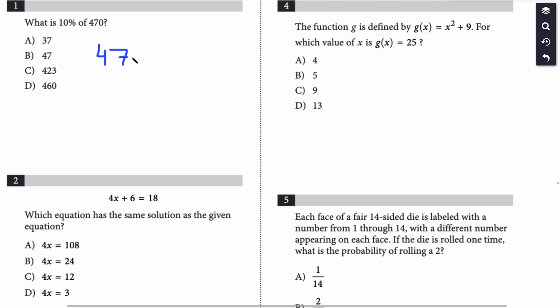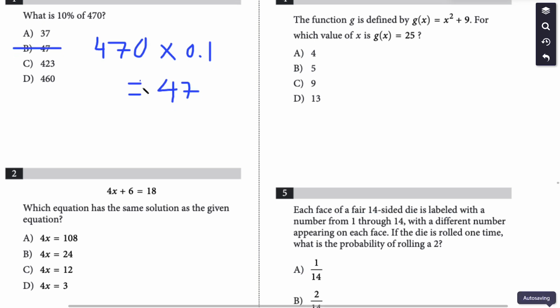470, 10% of 470, right? And so you take the 470 and you multiply by 10%. 10% written in decimal is 0.1. And you do the math, you're supposed to get 47. So the answer should be B for this one.